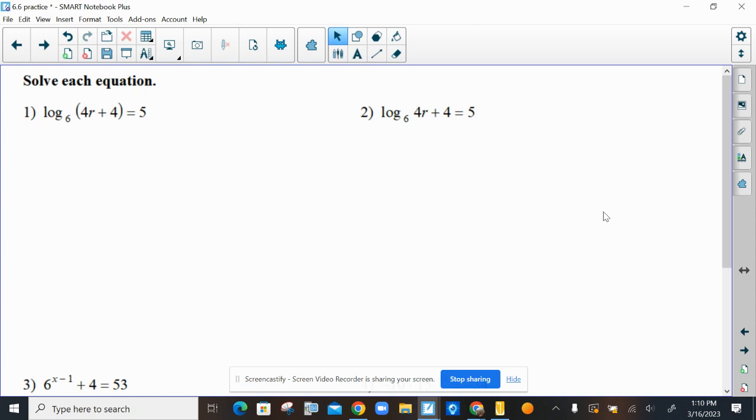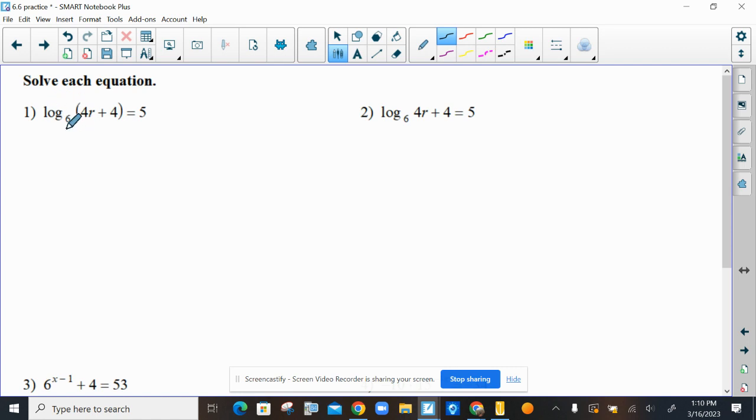I need you to realize how these are different. These are not the same. So the first has parentheses around the 4r plus 4, where here we don't have parentheses. So for this problem, my first move is to get rid of log. Okay, I can't get to what's inside the parentheses until I make the log disappear.